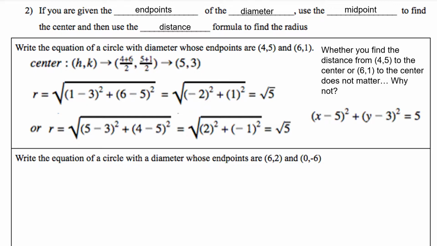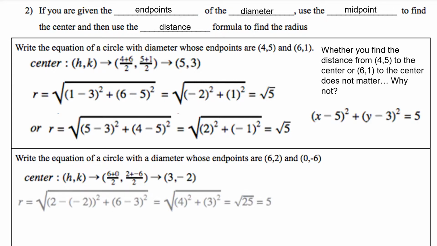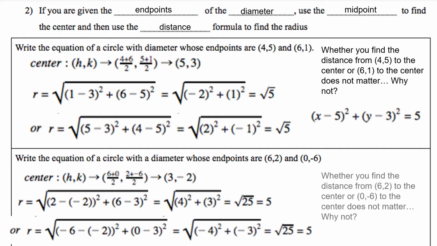Just pick one. So in our bottom example, we're again going to use our midpoint formula to find the center. We're then going to find the distance from the center to either of the points. We notice again they're the same, and our ultimate equation looks like (x minus 3) squared plus (y plus 2) squared equals 5.